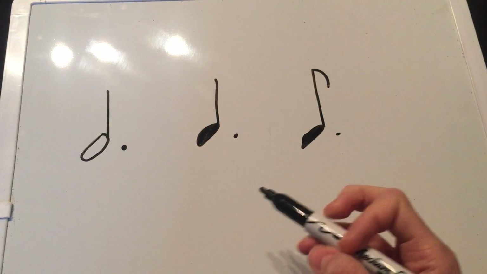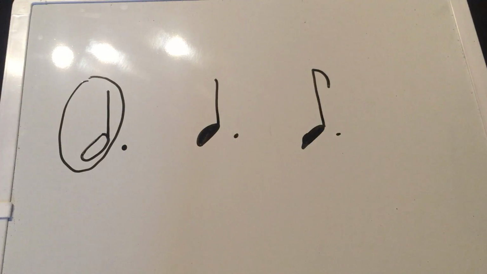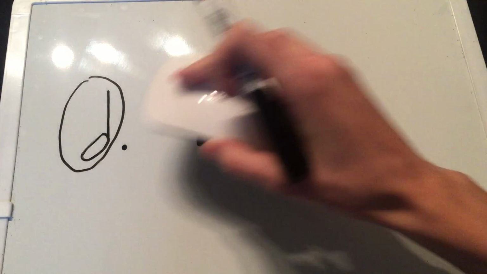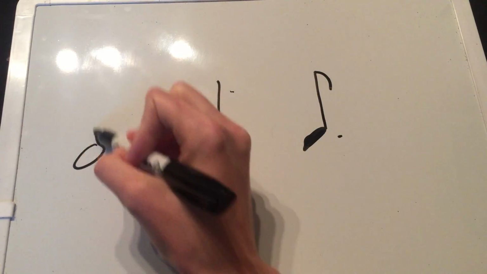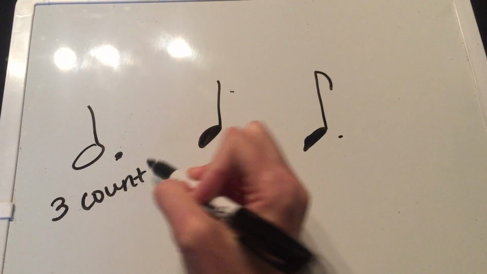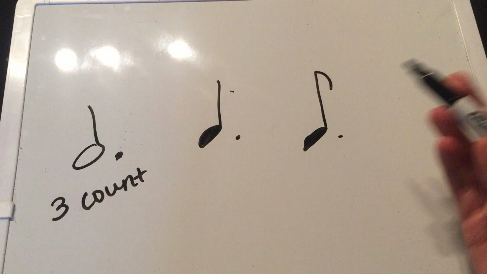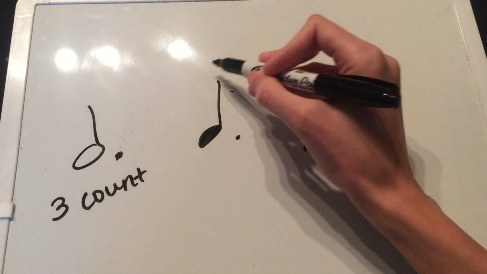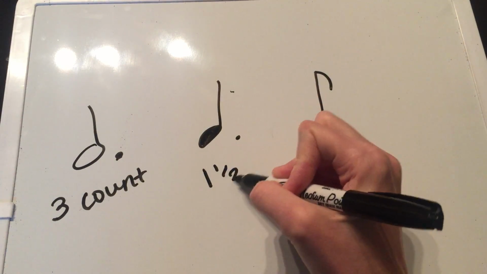So what a dot does is it adds half of the value of the note to the length of time that the note is held. So that means the dotted half note is going to be worth 3 counts. And they're just called that: dotted half, dotted quarter, dotted eighth note. This one, so if we take a whole count and add half, it's going to be worth 1.5 counts.